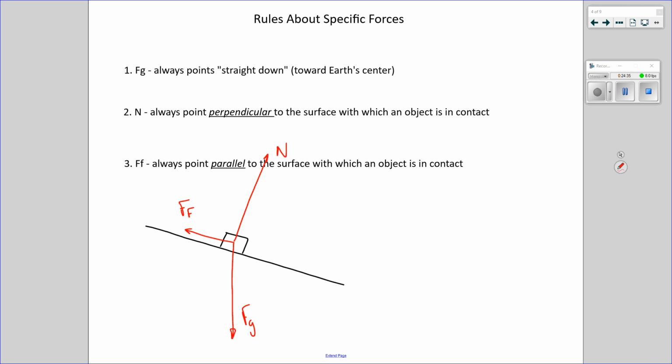And then the pushes and pulls, the tensions and the applieds, those can happen in whatever direction you want. You can push an object in whatever direction you want. There's no rules about that, but these are hard and fast rules about directions that three of our specific forces always point.